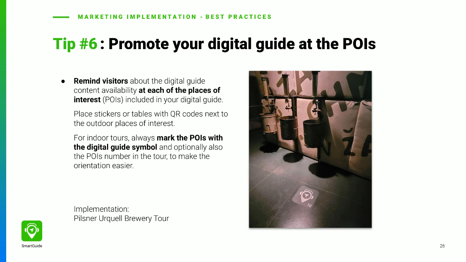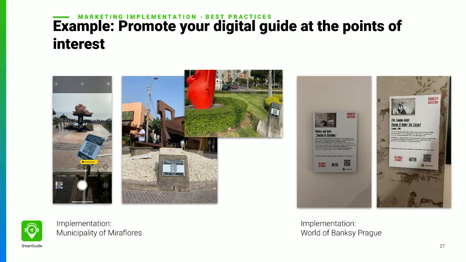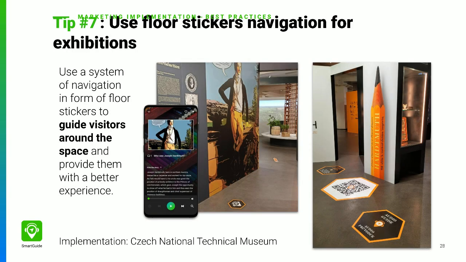Another great way to promote your digital audio guide is directly at the points of interest. Place stickers or tables with QR codes next to the outdoor places of interest. For indoor tours, always mark the points of interest with the digital guide symbol and optionally also the point of interest number in the tour, to make the orientation easier. See how our partners marked their outdoor and indoor points of interest. Additionally, use a system of navigation in the form of floor stickers to guide visitors around the space and provide them with a better experience.